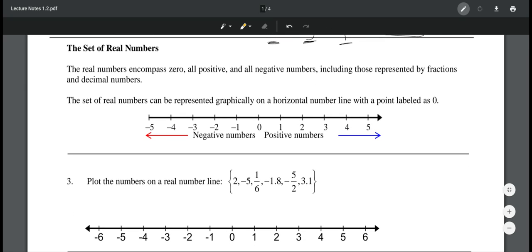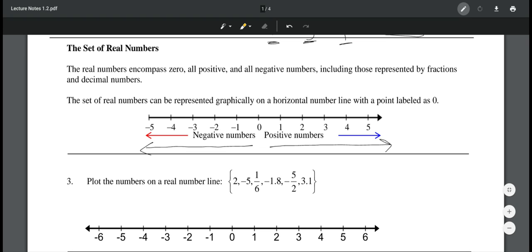The next section talks about the set of real numbers. All the numbers that you will deal with in this class will be real. And in this section, it talks about the different subsets of real numbers. So real numbers encompass 0, all positive and all negative numbers, including those that are represented by fractions and decimals. So the real number line that you see here, you have 0 in the middle, of course. When you move to the left, the numbers get smaller, but when you move to the right of 0, the numbers get larger, okay?